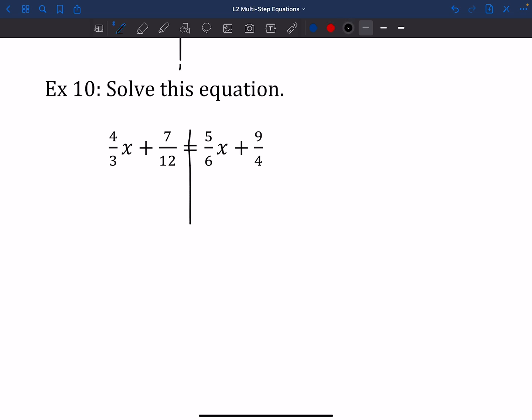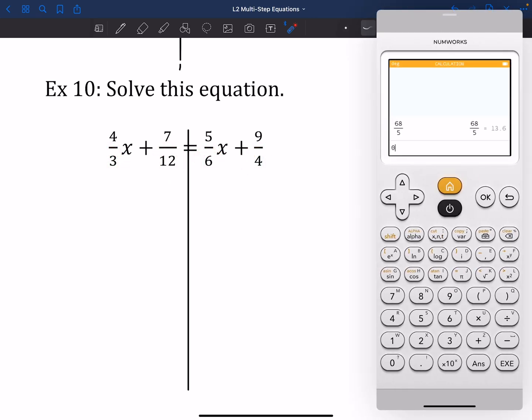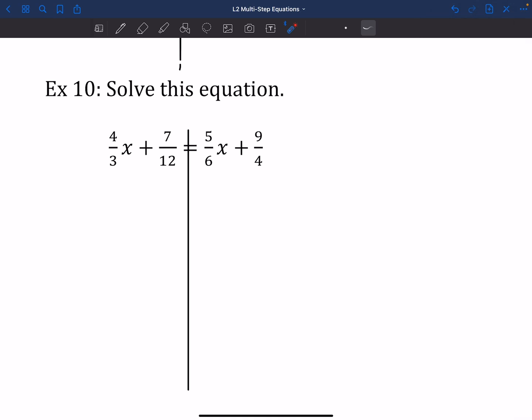Right? I'm also going to talk about 10 real quick. So with number 10, right, same deal. We've got a lot of different denominators here. So we've got a 3, a 12, a 6, and a 4. So what I'm here to tell you is that you could multiply these all together, right? You could multiply and get, whatever this is, 3 times 6 times 12 times 4. And you could use 864 as your common denominator. But that's probably not the best way to do it, right? 864 is a number that I do not want to work with.